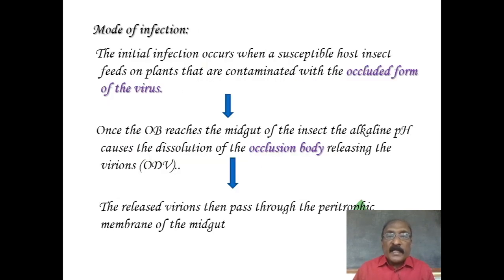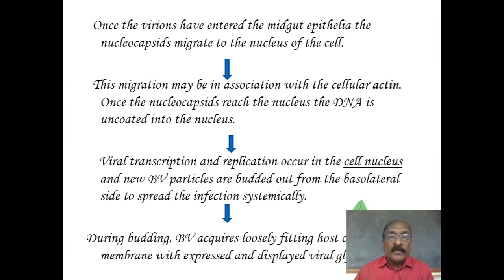The initial infection occurs when a susceptible host insect feeds on plants that are contaminated with the occluded form of the virus. Next step, once the occlusion bodies reach the midgut of the insect, the alkaline pH causes the dissolution of the occlusion body, releasing the virions. The released virions then pass through the peritrophic membrane of the midgut of the insect.